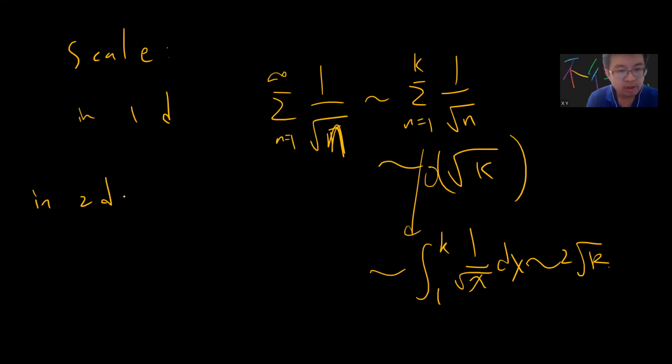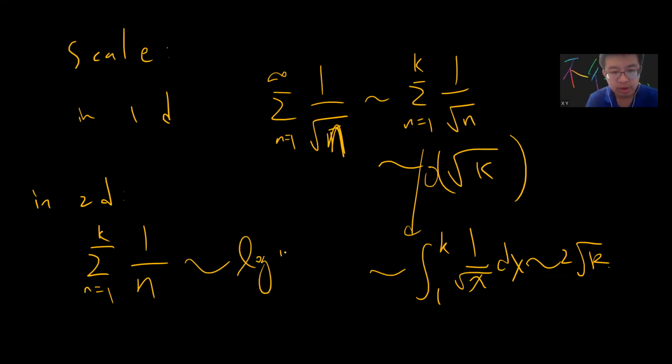Okay, in 2 dimensions, you get this because you get square root of n squared, so it's 1 over n. So this expectation value will be log n. Okay, so this is a log n factor. And yeah, this is what I hope to show in this video.